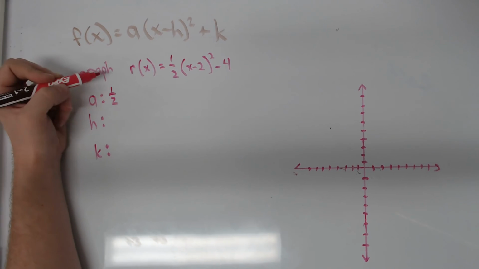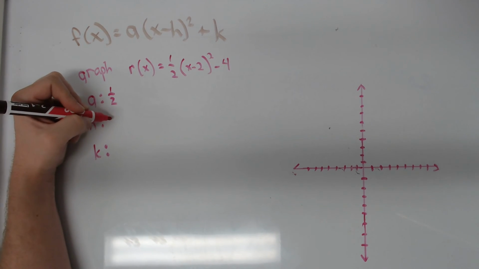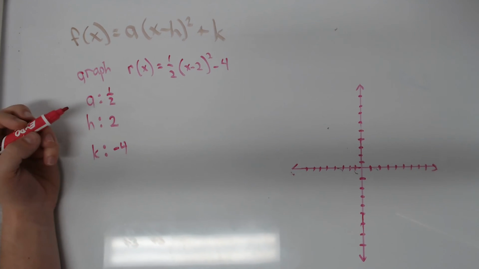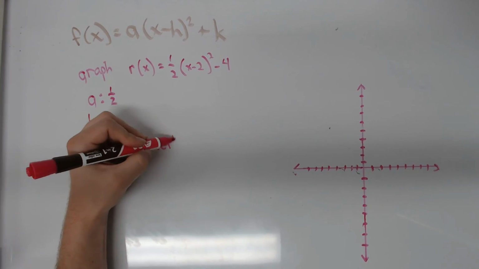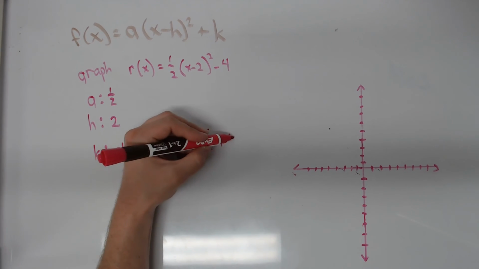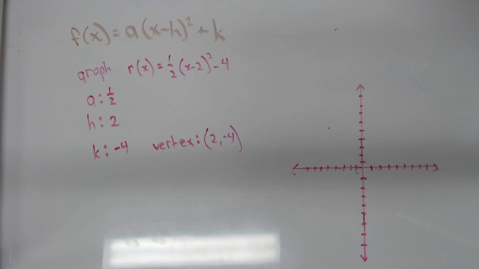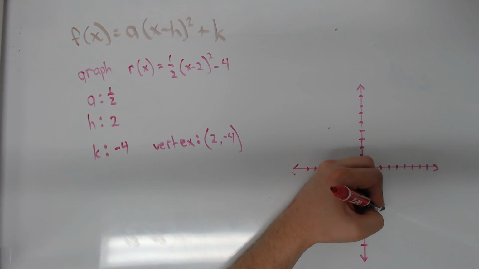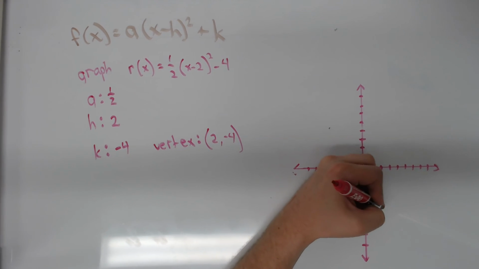We're going to have a shrink this time. The h value is 2. The k value is negative 4. So my vertex is going to be h comma k, 2 comma negative 4. So I can plot that point straight away. 1, 2, 1, 2, 3, 4, right 2, down 4.